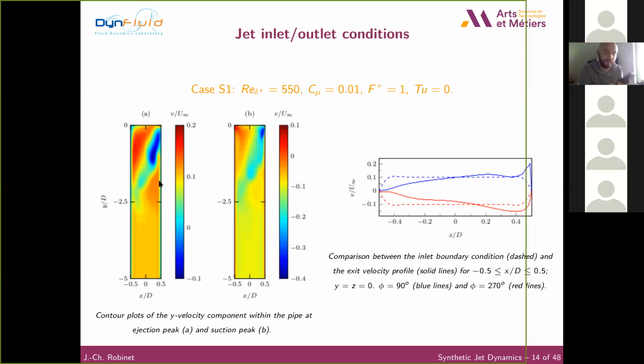These two cases are the two extreme positions: the ejection peak for plot A and the suction peak for plot B. I plot the vertical velocity, where the coordinate system is longitudinal along the pipe. On the right, you can see in a dashed line the inlet boundary condition, typically the Womersley velocity profile. And the solid lines show the exit velocity profile, typically at the orifice of the jet, which is deeply modified by the evolution inside the pipe.